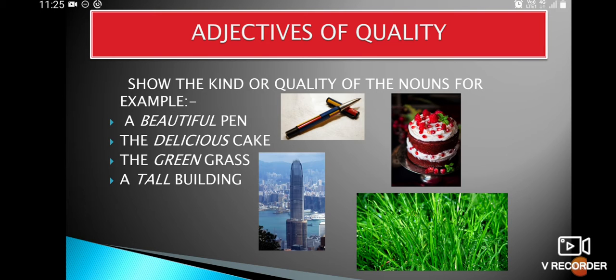These are the words which are describing a noun, the quality of a noun, or what kind the noun is. Pen is beautiful. So, beautiful is an adjective of quality. Cake is delicious. Delicious is an adjective of quality. Grass is green. Building is tall. So, green, tall, these are the adjectives of quality.